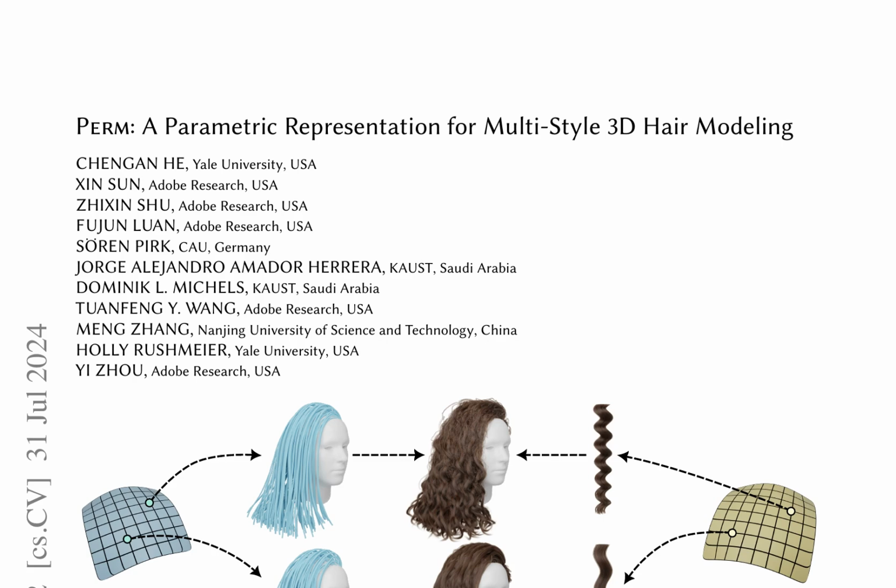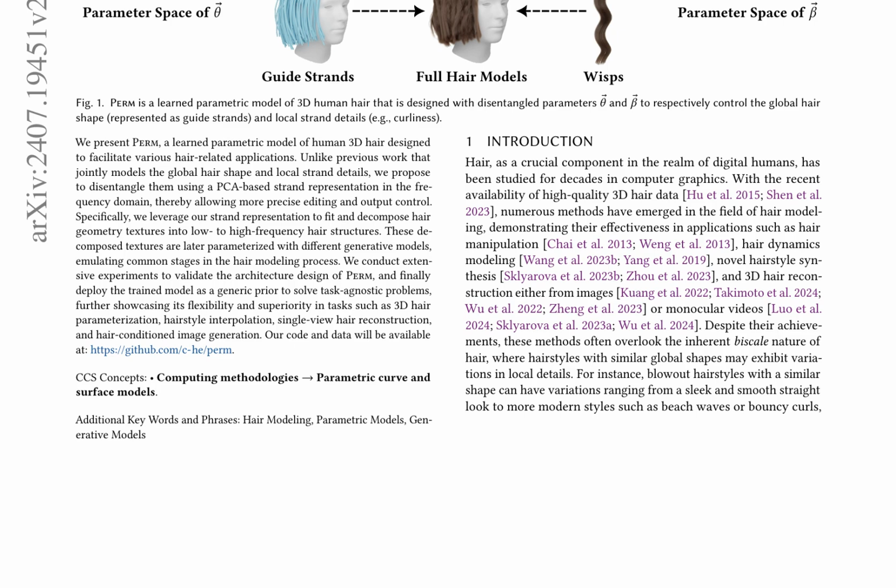The model is formulated as M(θ, β, R), where the output hair is conditioned on the guide strand parameter θ for its global shape, the hair styling parameter β for its local details, and a predefined root set R for the hair density. Perm's strand representation fits and decomposes hair geometry textures into low to high frequency hair structures, which are later parameterized with different generative models.